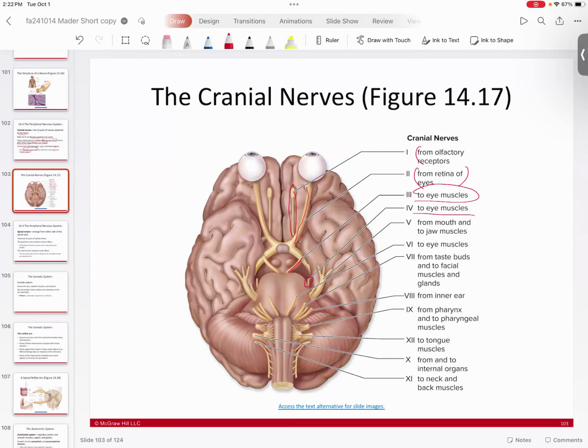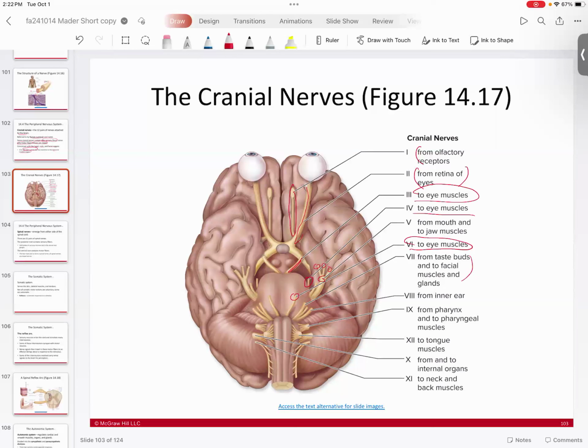Number 5 is your mouth, your deep face, right? Your mouth and your jaw muscles, your teeth nerves as well. So that's going to be number 5. That one's coming out right about here. You can see there's 3 branches of that one coming out here. Number 6 is going to be going after the eye muscles, catching a theme here. There's a lot of eye muscle cranial nerves here.